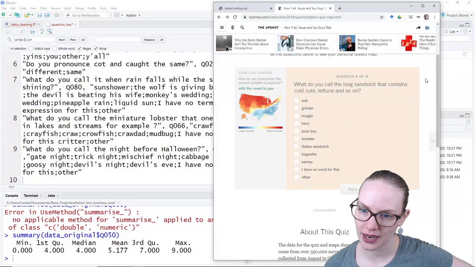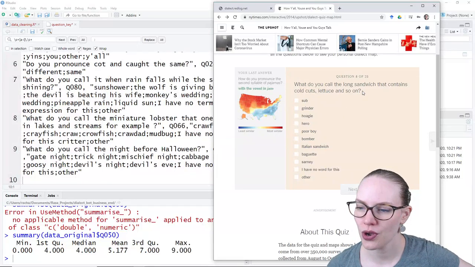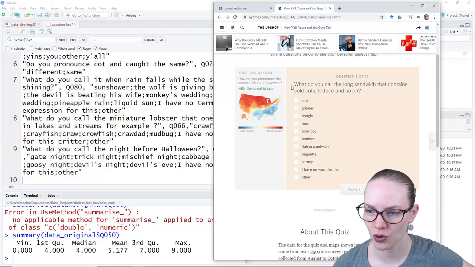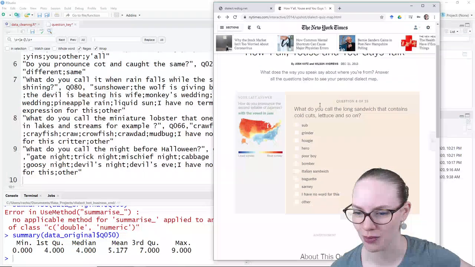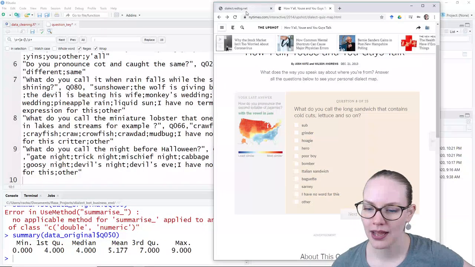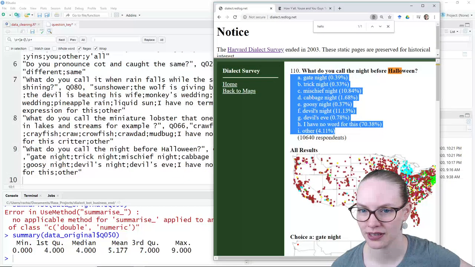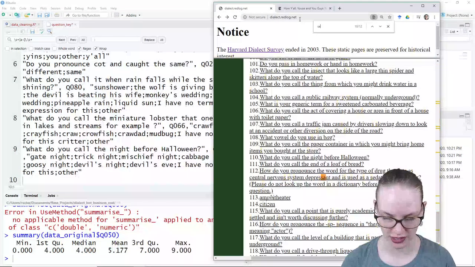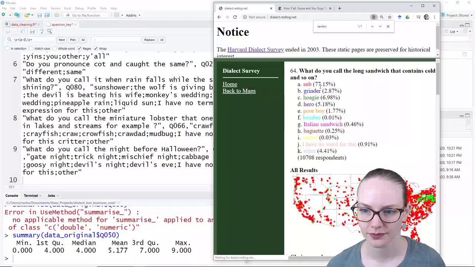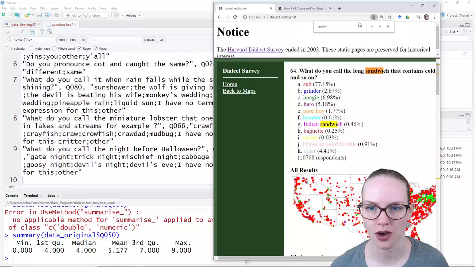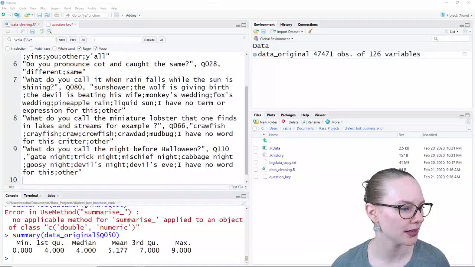All right. What do you call the long sandwich that contains cold cuts, lettuce, and so on? Very, very informal quiz here. Yeah, this one I can definitely include. And let's just search for sandwich. All right, so that is shoo-boop-boop.